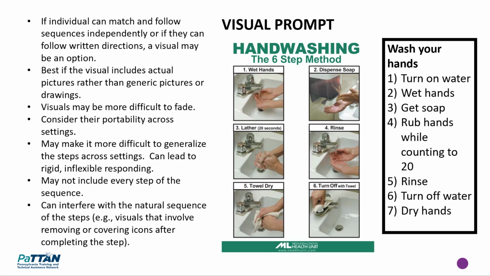If you're using this first visual here in this picture, would my learner know what to do when they get to steps 5 and 6 if there's a hand dryer instead of towels? So that's just one example of how that can create a problem sometimes with visuals. If I have to use different visuals for every possible hand washing setup that they might encounter, it's probably not the right prompt.